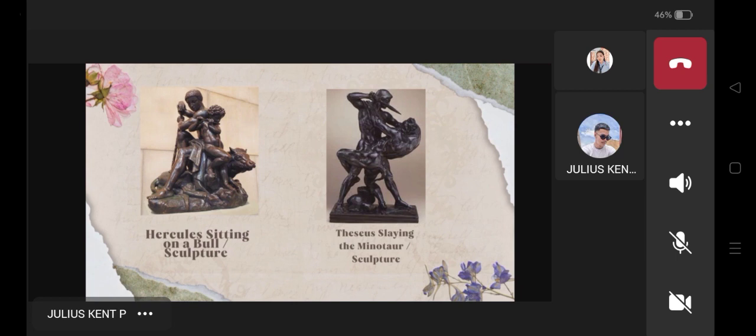Yan. Tapos itong isa is Theseus Slaying the Minotaur. Sculpture din siya. Nagawa niya ito 1843. Tapos yung medium na ginamit niya is bronze din.